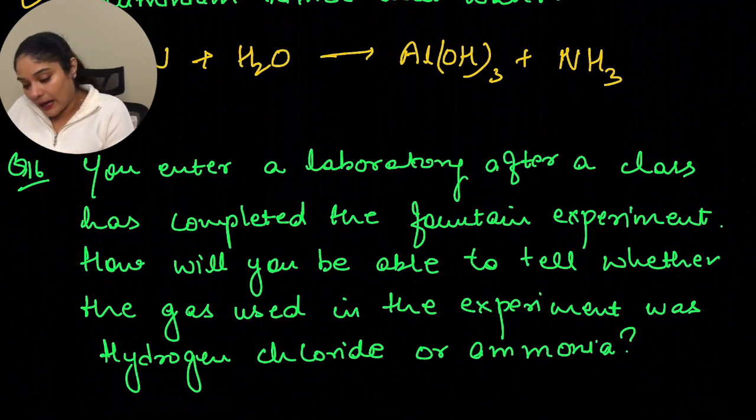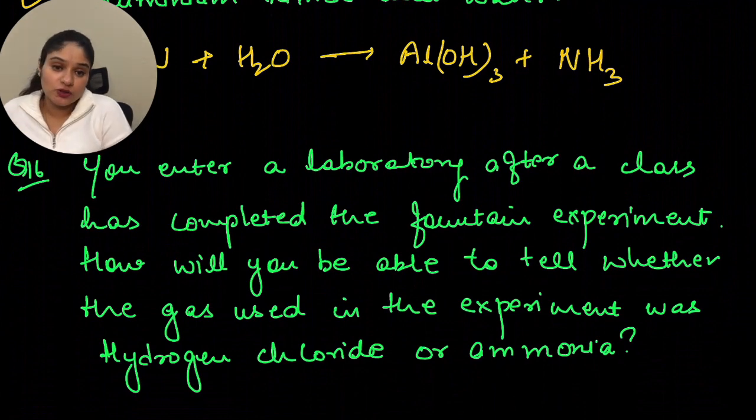You enter a lab after a class has completed the fountain experiment. How will you be able to tell whether the gas used in the experiment was hydrogen chloride or ammonia? So of course there's a very huge difference between the two. If it was hydrogen chloride, that is an acidic gas. If it was ammonia, it's an alkaline gas. And the fountain experiment shows a color. So if the color is turning from red to blue, it's ammonia, and if it is turning from blue to red, it is hydrogen chloride.